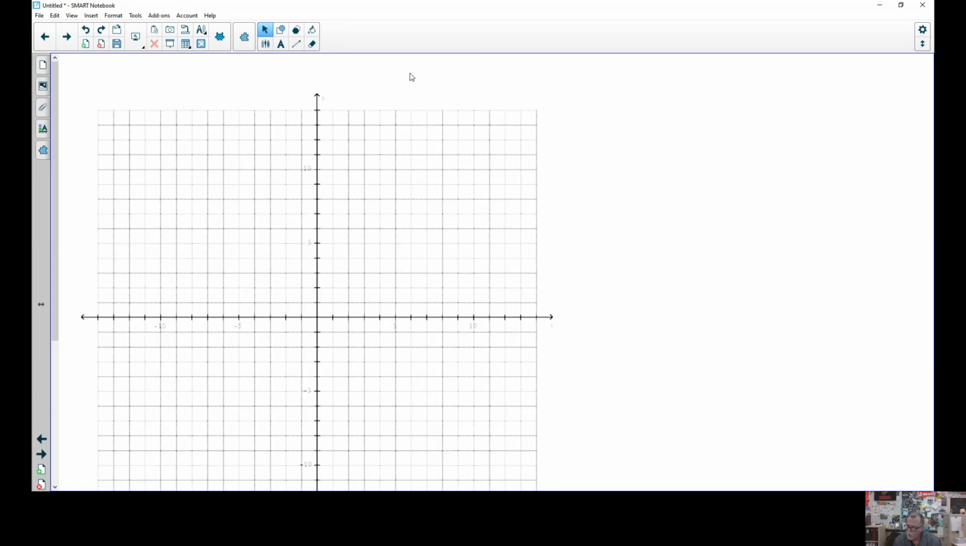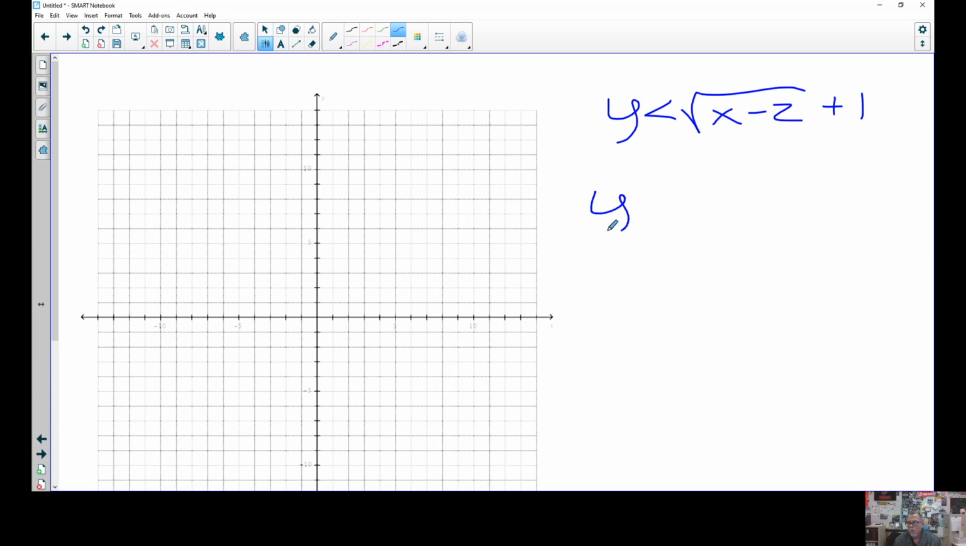Let's do this one. All right, y is less than the square root of x minus 2, plus 1. So what is this going to look like? Again, y equals square root of x minus 2 plus 1.